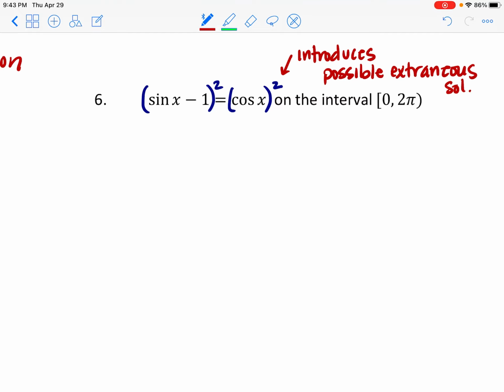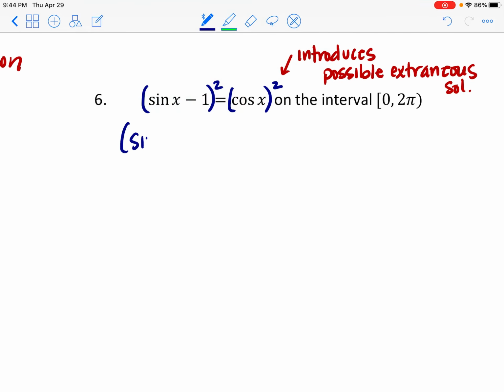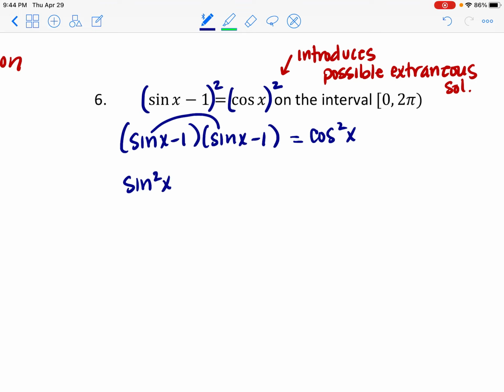So let's do it. If I multiply the sine of x minus 1 by itself, and then I square this side, which is easy, cosine squared x, we're going to end up with a sine squared x, and then a negative sine of x and another negative sine of x, which makes negative 2 sine of x, and then plus 1, equal to cosine squared of x.